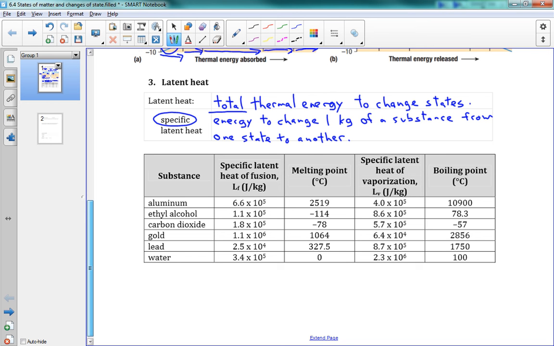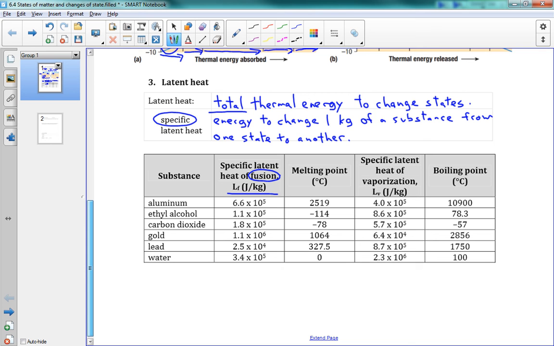All right, and so it means that each substance has its own specific latent heat for different processes. Now remember, we have two processes basically. We have going from solid to liquid, and we call that fusion. So then we have a specific latent heat of fusion for each different material. So it says, how much energy does it take to change the state of 1 kilogram of aluminum, or 1 kilogram of ethyl alcohol? How much energy does it take to melt 1 kilogram? That's what these values are, the specific latent heat.